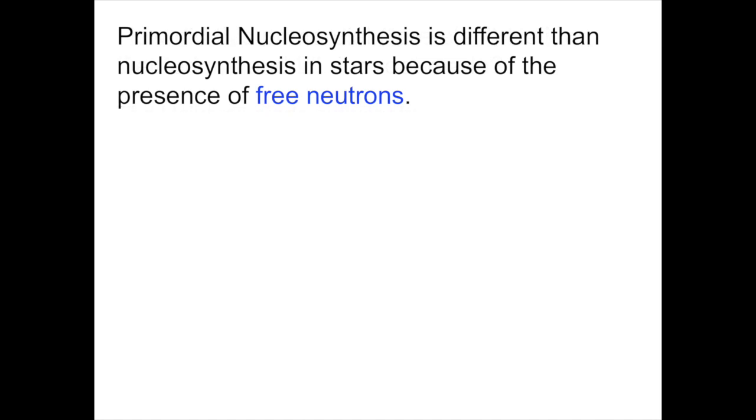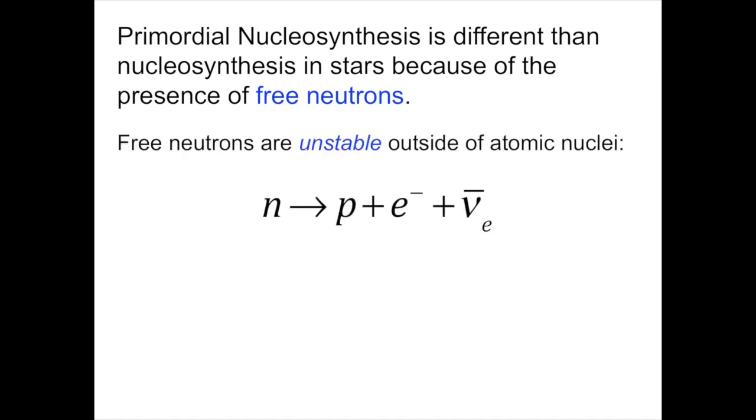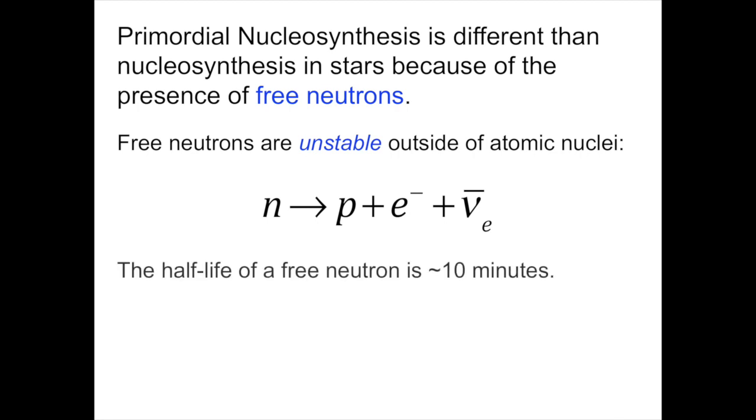Primordial nucleosynthesis, however, is very different from the nucleosynthesis we learned about in stars back in Unit 2. And the reason is the presence of free neutrons in the hot early universe. We haven't talked about this before, but free neutrons turn out to be unstable outside of atomic nuclei. If I had a jar full of free neutrons sitting out here in the room, a neutron would on average decay into a proton, an electron, and an electron antineutrino. The electron antineutrino just takes care of conservation of angular momentum and a little bit of conservation of mass in the process. The half-life of a free neutron is only 10 minutes long.